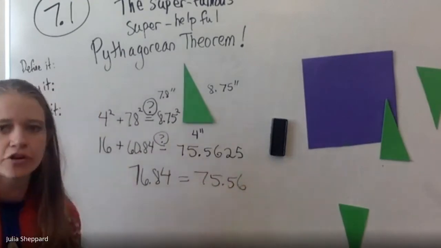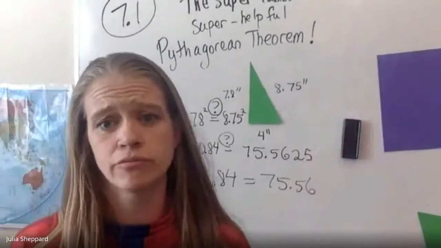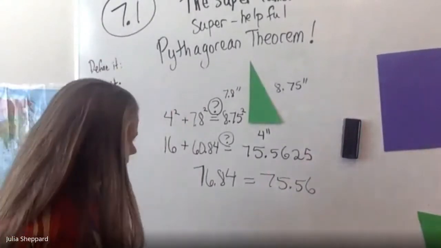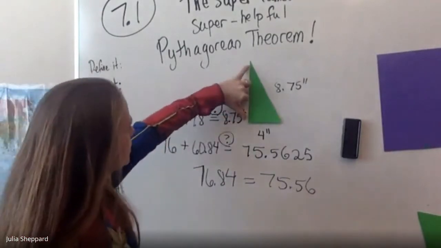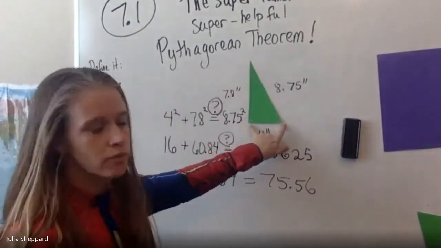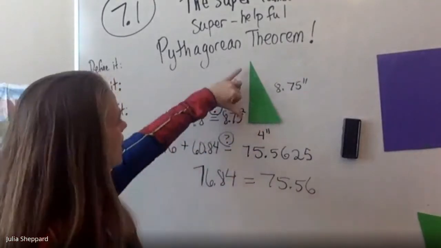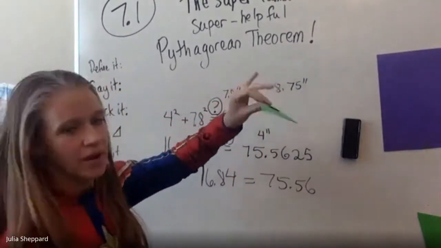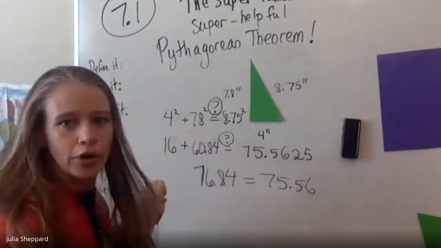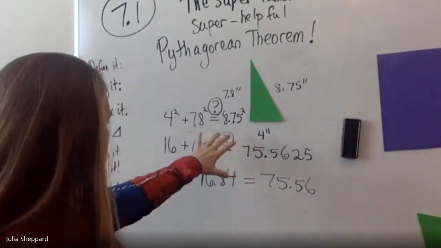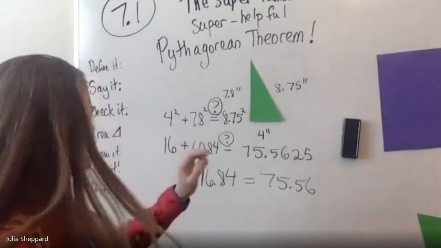76.84 equals 75.56. Now, if you're a stickler, you would say, well, those are not equal. We just disproved the Pythagorean theorem. But if you know that I'm not very neat and organized, I probably measured this a little bit wrong. So I would say these are pretty darn close. And considering that I just did a rough cut, my edges aren't perfect, I would say, you know what, this kind of shows it does work. Okay? I think it sounds crazy, but true.